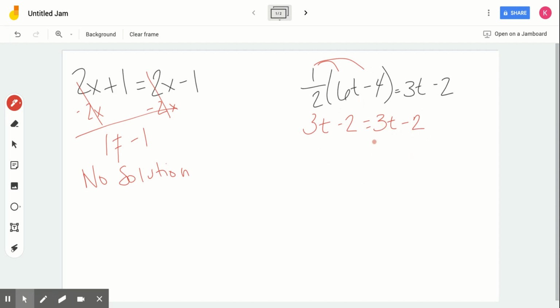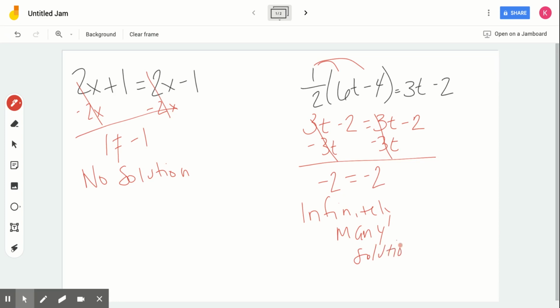Here again, we can start by subtracting 3t on each side. 3t minus 3t will cancel. We're left with negative 2 is equal to, 3t minus 3t cancels, and again, we're left with negative 2. So here we see that negative 2 is equal to negative 2. So this equation would have infinitely many solutions. Now let's go ahead and take a look at numbers 6 and 7.